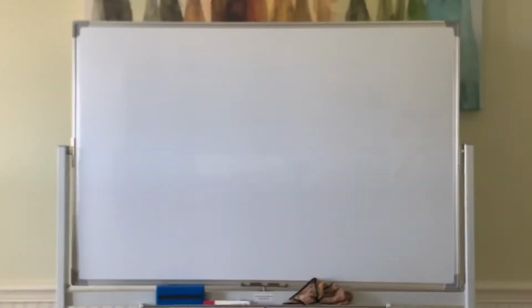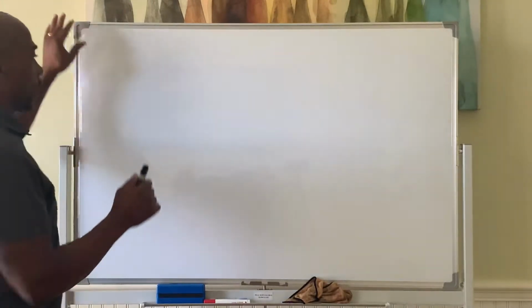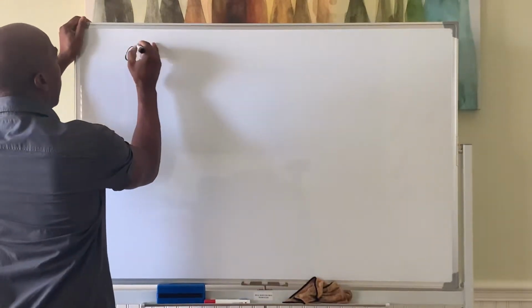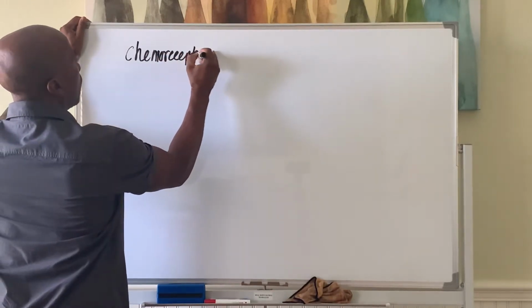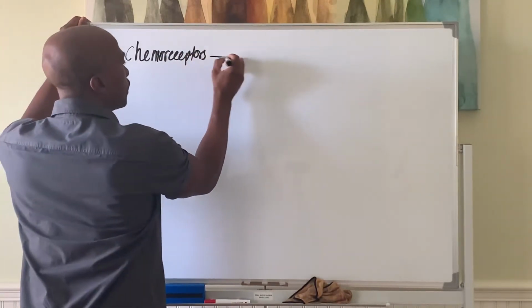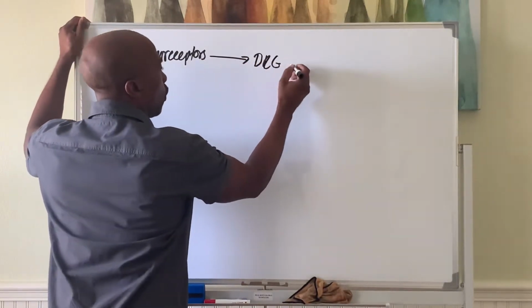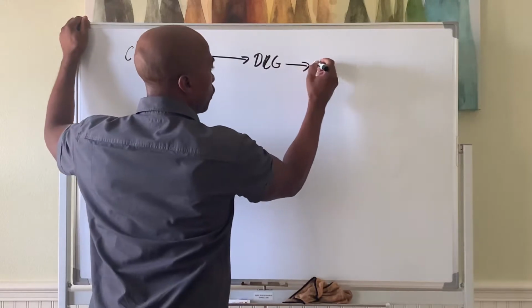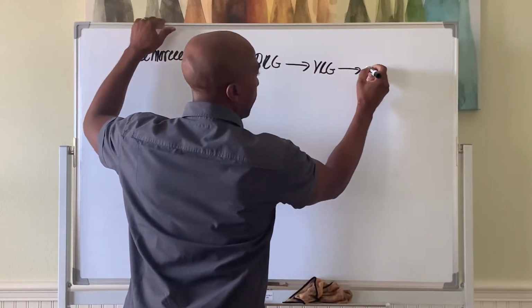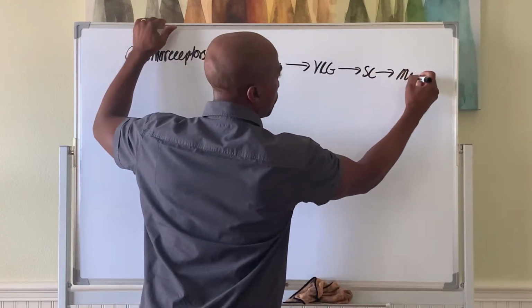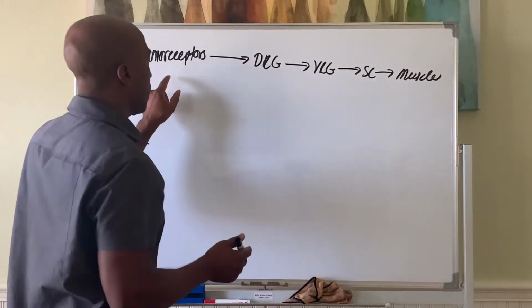Let's talk about your chemoreceptors, the ones that influence breathing the most. Remember that chemoreceptors will send their information into your DRG, which then relays over to your VRG, which then sends information to your spinal cord, to your muscles. That's how you get breathing done through these chemoreceptors.